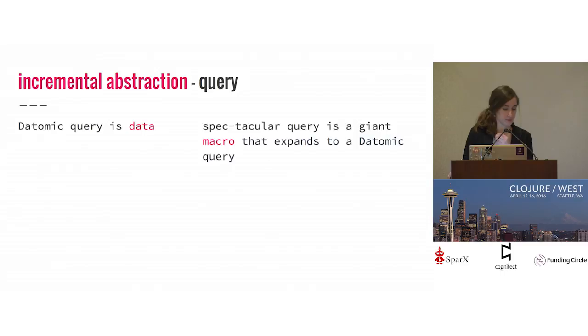So let's talk about query, for example. Datomic query, as I said before, is just data. Spec-tacular query is a giant macro that expands to a Datomic query, which doesn't give you any control. It doesn't let you inspect the query that it generated. It doesn't let you tweak it, and it doesn't let you change anything about it before you actually end up querying the database, right?